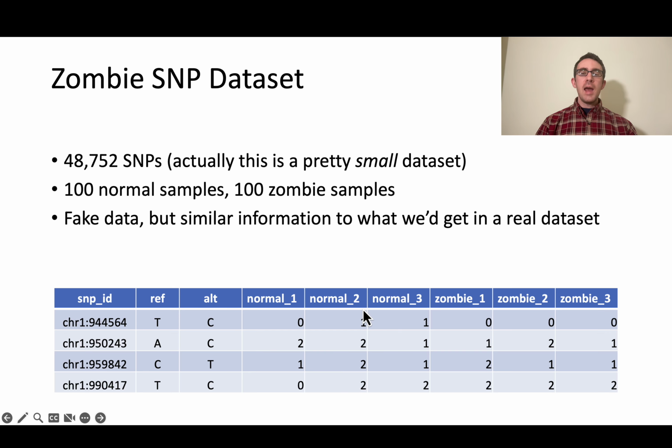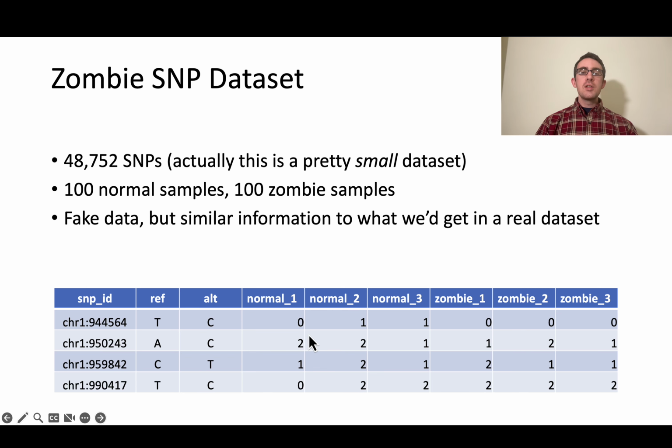If a person has a 1 in this table, that means that person had 1 copy of the alternate allele for that SNP. So this person had 1 copy of the C allele for this SNP position, meaning their other copy must have been a T. So if we see a 1 here, that means this person had 1 C and 1 T in that position. One of their chromosomes had a C and the other had a T.